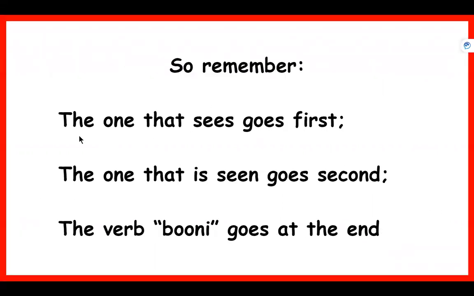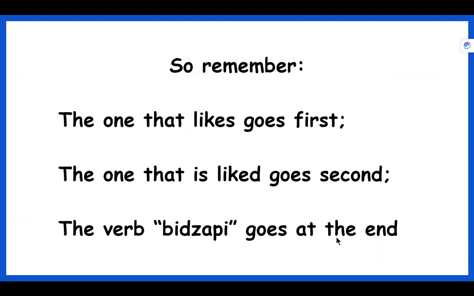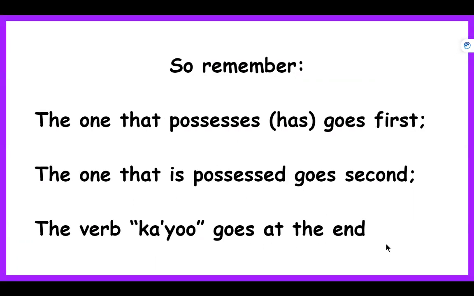So remember, the one that sees goes first. When we're talking about bunni, the one that is seen goes second. And the verb bunni goes at the end. Same when we're talking about bidzapi or to like. The one that likes goes first. The one that is liked goes second. And the verb bidzapi goes at the end.